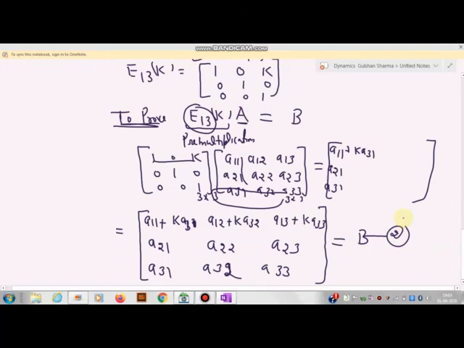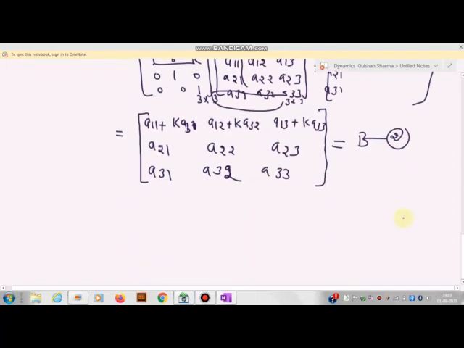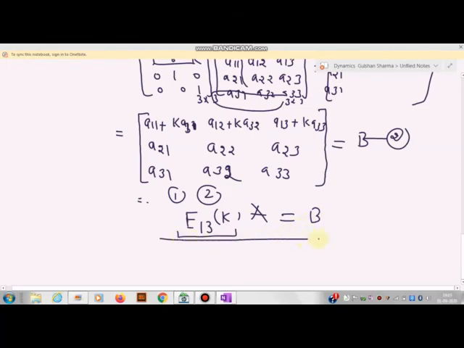Therefore, by 1 and 2, what we get is that if we multiply a matrix A by an elementary matrix, then we get the matrix obtained by applying the row operation. So this means that a row operation implies pre-multiplication by an elementary matrix. The row operation implies a multiplication by an elementary matrix.